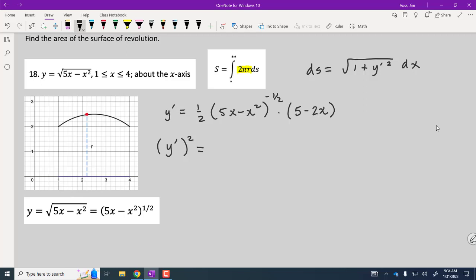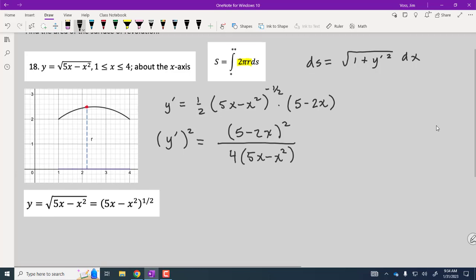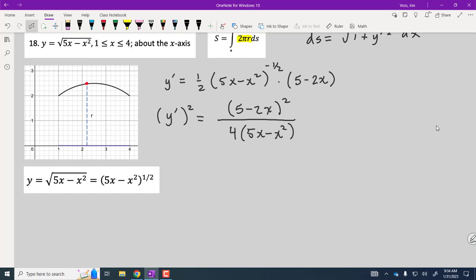So when we square it, this is how I'll write it. I'll write this part in the numerator, that 1/2 is in the numerator and the 2 is in the denominator, so when it's squared, it's going to become a 4. And this square root, when it's squared, the square root just vanishes. So there is our derivative squared. And then we have to add 1 and take the square root and put it into the integral.